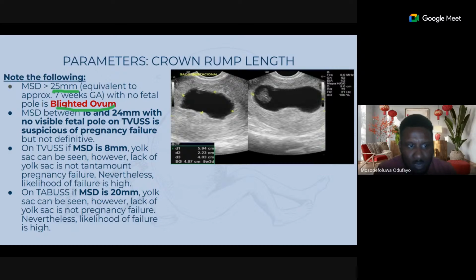If the mean sac diameter, write this down, if the mean sac diameter is between 16 and 24, with no visible fetal pole, even on transvaginal ultrasound scan, you can suspect it is suspicious. I didn't say it is definitive. It's suspicious of pregnancy failure. And there is a diagnosis, we will call it. I'll talk about that in the next lecture. Is that okay?